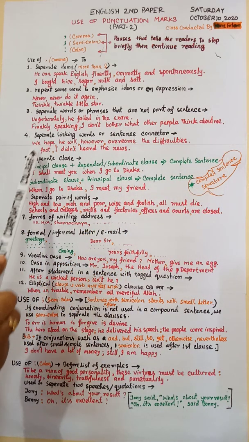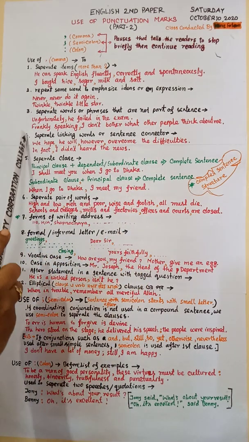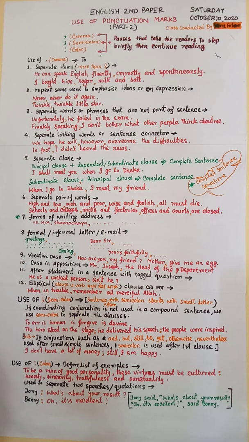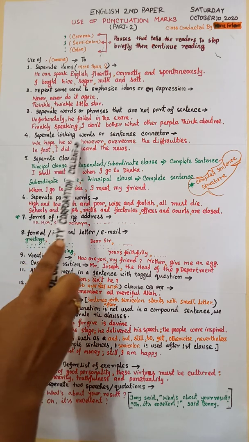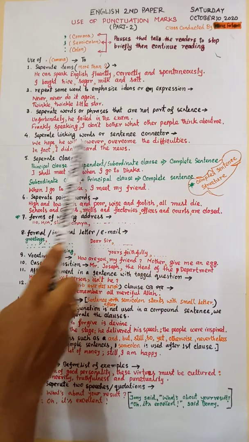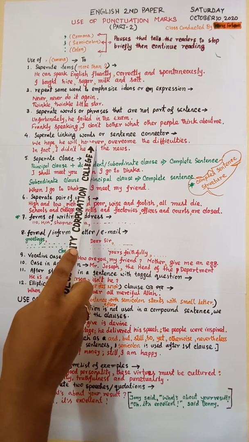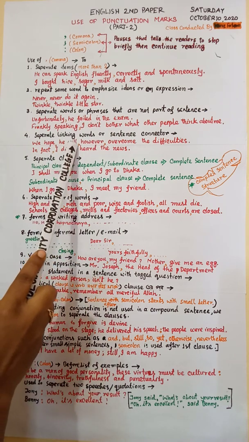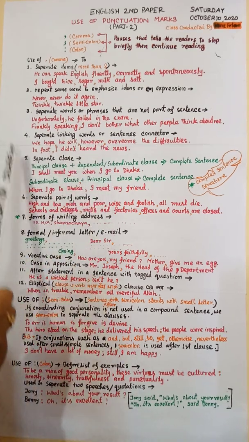4. To separate linking words or sentence connectors. 3 and 4 are already in the same category and the rules are the same. We hope we will, however, overcome the difficulties. Look, however is used in the middle of the sentence, and this is a linking word or sentence connector, and we should insert comma before the word and after the word. In fact, I didn't hear the news.